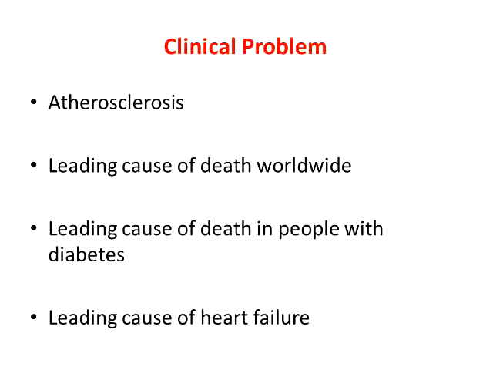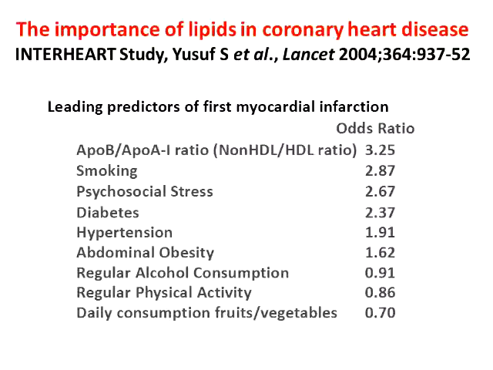So the clinical problem, obviously, that we're trying to prevent is atherosclerosis. Atherosclerosis in the forms of ischemic coronary heart disease or stroke or peripheral vascular disease is the leading cause of death in the world. It's also the leading cause of death in people with diabetes, and it's the leading cause of heart failure. So if you do things to reduce atherosclerosis development, you will help a lot of people and reduce healthcare costs to the system. So how important are lipids among risk factors for coronary heart disease?